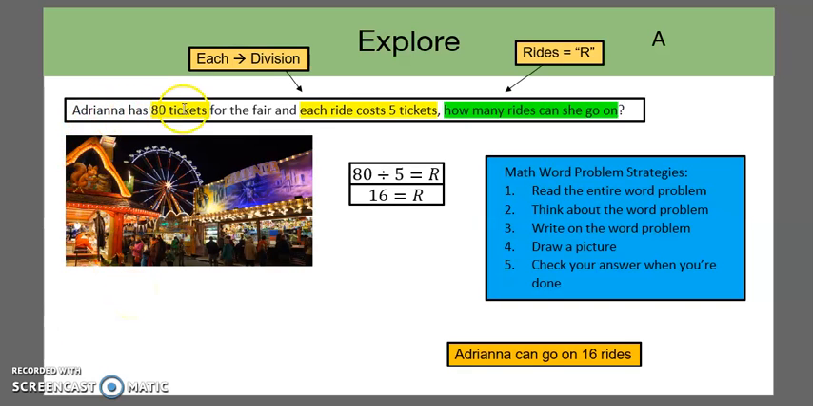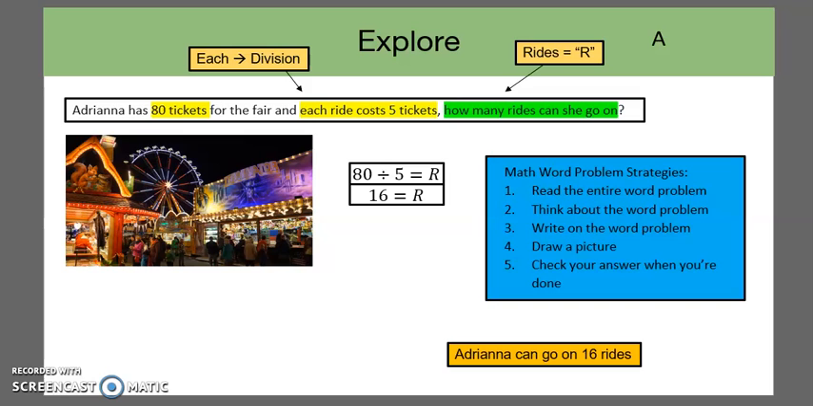Here, Adriana has 80 tickets, so we know that she starts out with 80 tickets. Each ride costs 5 tickets. We know from our guidance that each tells us division. So we're going to take these two numbers and divide. 80 divided by 5, and we're going to use the letter R for rides. That tells us how many rides Adriana can go on. 80 divided by 5 gives us 16, and 16 equals R. And remember, R stands for rides, so Adriana can go on 16 rides.